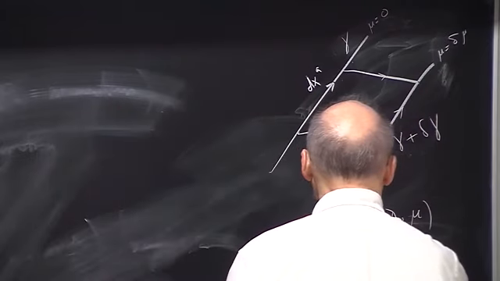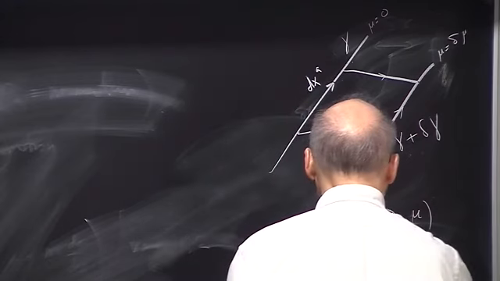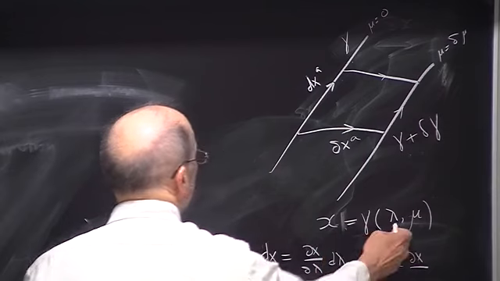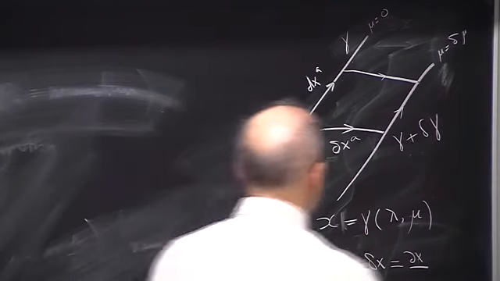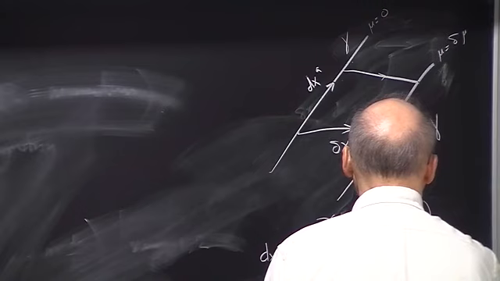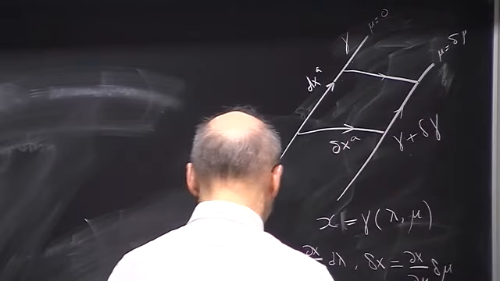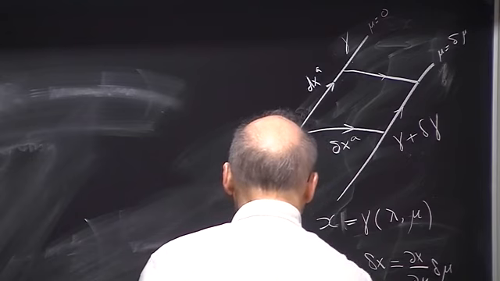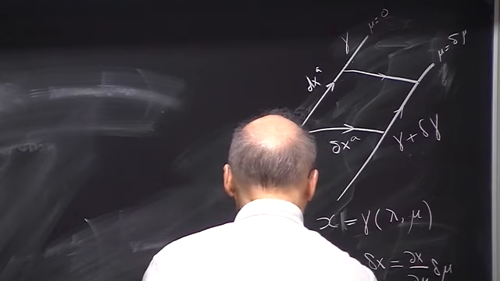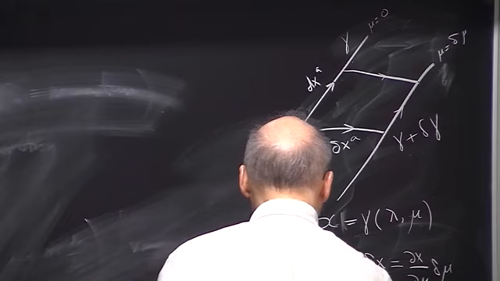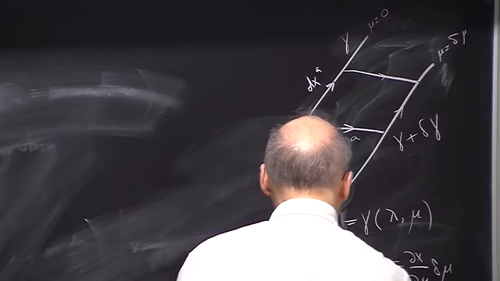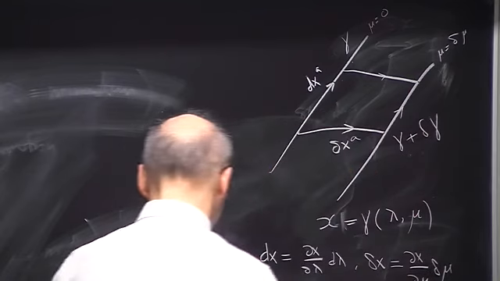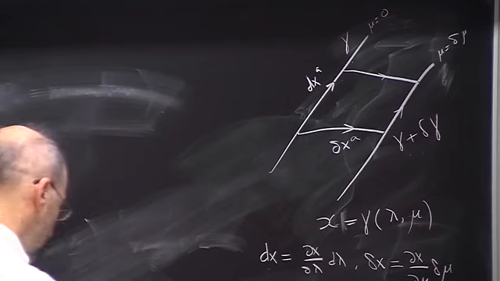And then this delta x, I can define as partial x, partial mu, times what I'll call delta mu, the infinitesimal thing, in the sense that x is a function of lambda and mu. In other words, I'm using the symbol d to represent d lambda times partial lambda, and the symbol delta to represent delta mu times partial mu.